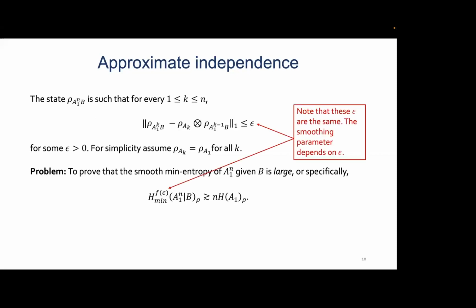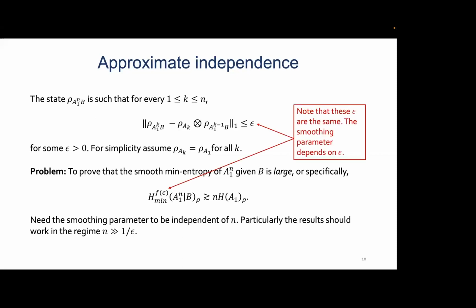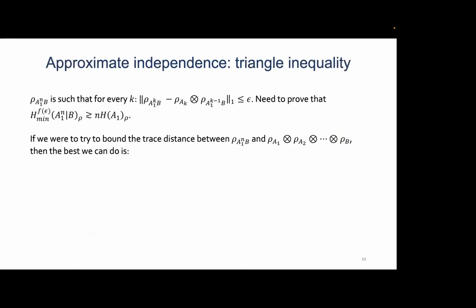Okay, and what you really do not want is the function f of epsilon to depend on the parameter n. You want it to be independent of n. Particularly, you want to be able to take n to be arbitrarily large. What I'm essentially saying here is that this state rho behaves essentially similar to this completely tensor product state, at least entropically.